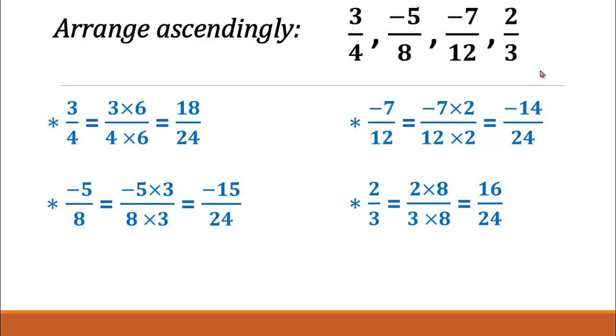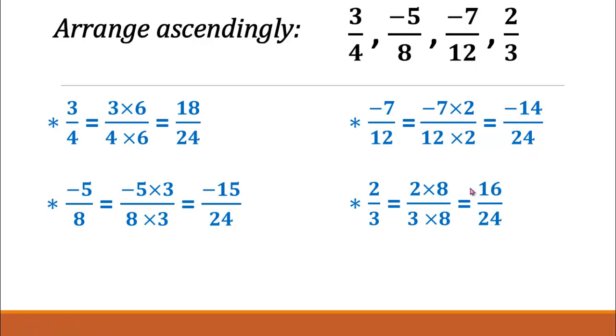Let's now have a look and see which one of them is the smallest. We know that a negative number is always smaller than any positive number. So I want to see now whether negative 15 over 24 is smaller or negative 14 over 24. We know that when we are comparing negative numbers, the greatest one is the smallest. So negative 15 over 24 is the smallest one, and then it's followed by negative 14 over 24.